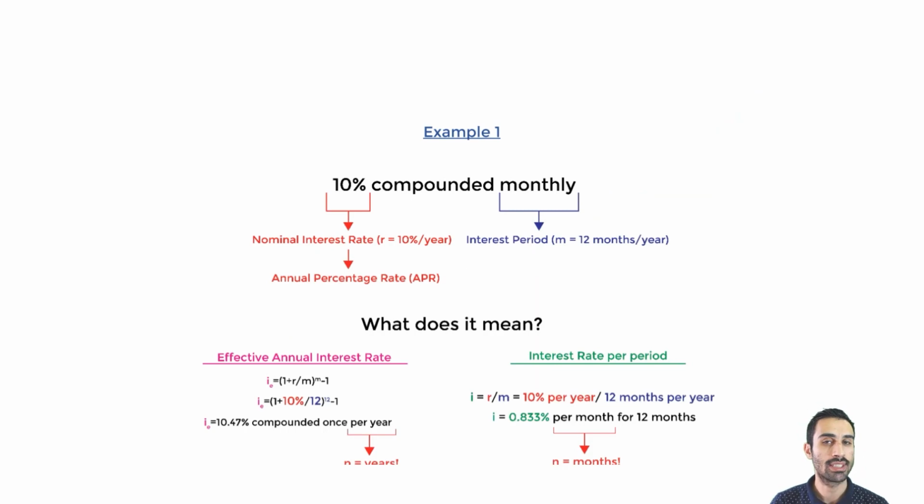Now let's look at some examples that we may see in a problem statement on our FE. So we'll look at some sentences. It may say 12% compounded monthly, 10% compounded daily. What does that mean? So let's look at the first example.